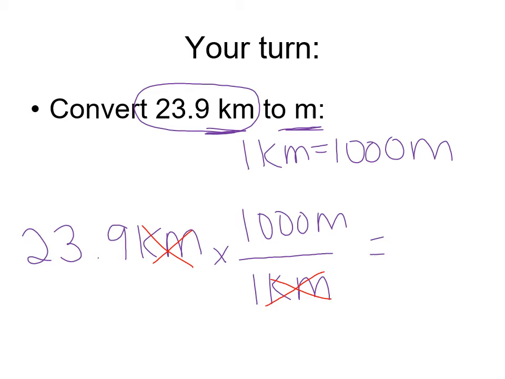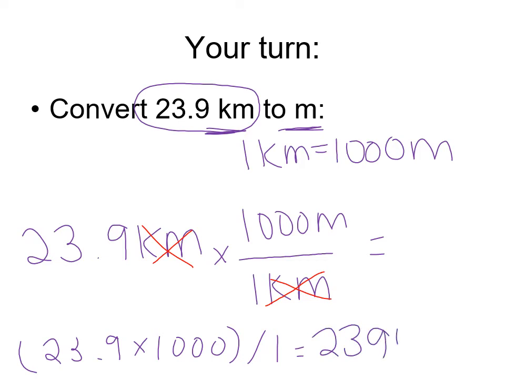So mathematically, what we would type in the calculator is 23.9 times 1,000, and then divided by 1. You don't have to type divided by 1, but you can if you want. And that is 23,900 meters.